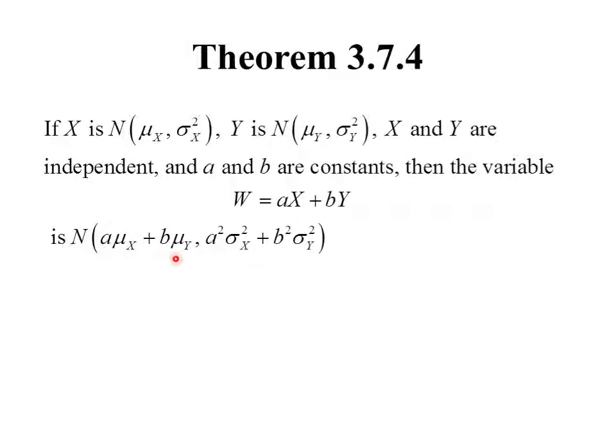So you see, to calculate the mean of this new random variable, we simply multiply the means of x and y by their respective coefficients and add them together. And then to calculate the variance of this new random variable, we square the respective coefficients, multiply them by the respective variances, and add them together.